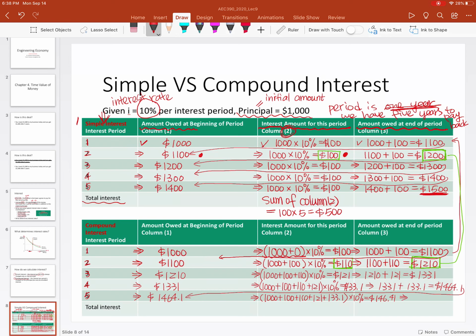All right. So now, at the end of the 5th year, how much do you owe? You owe how much you owed at the beginning of the 5th year, 1464.1, plus the interest in the 5th year, 146.41. What's that? That is 1610.51. Now, based on the compound interest, that's how much you need to pay back after 5 years.